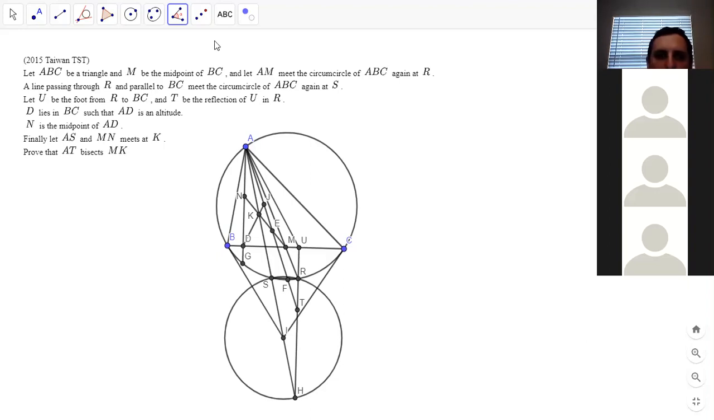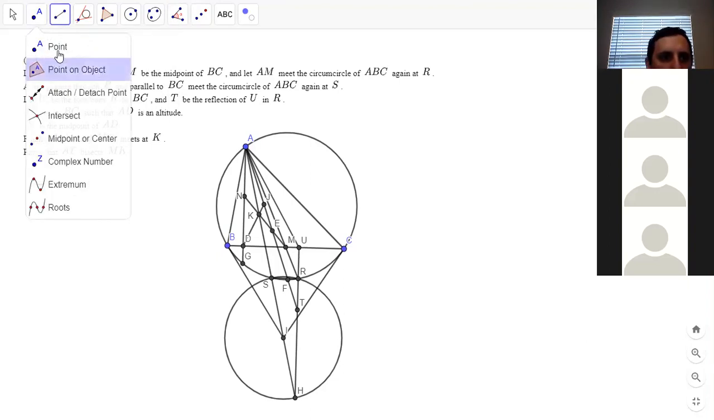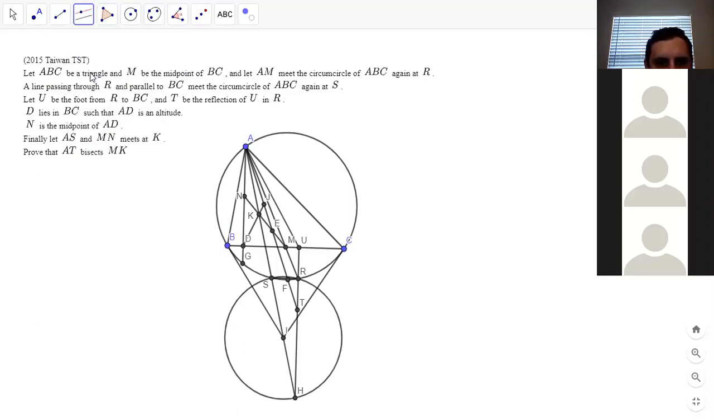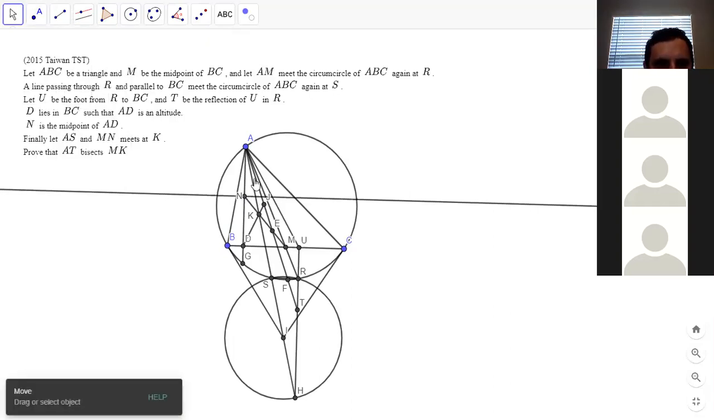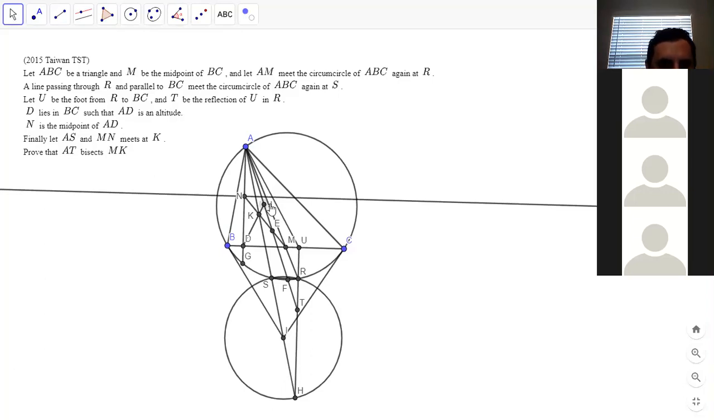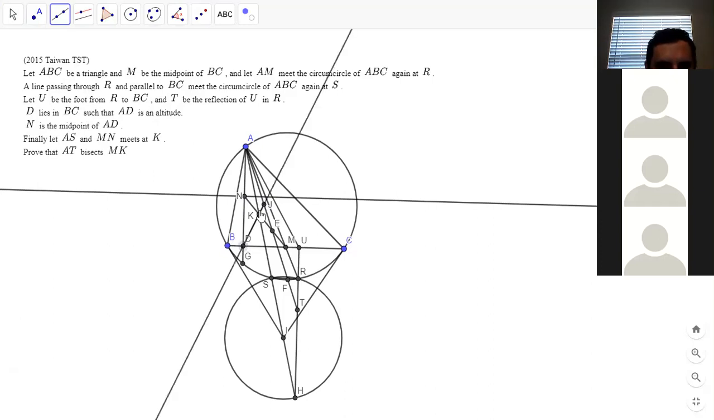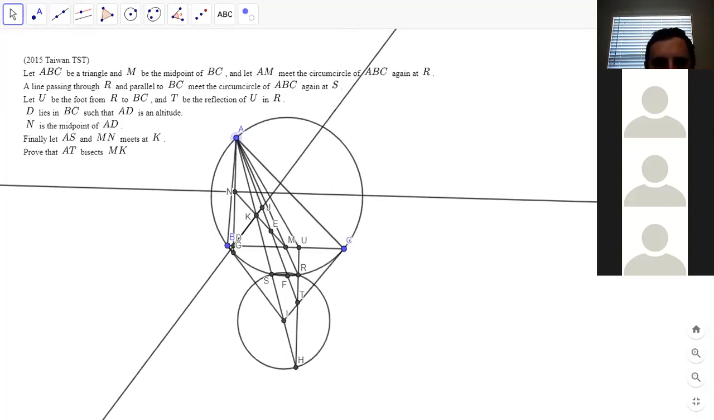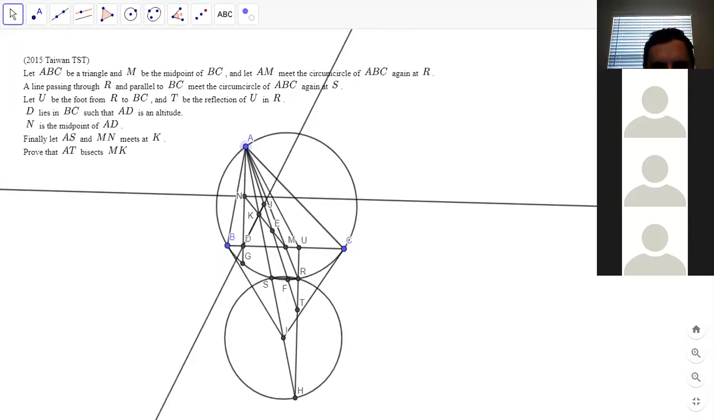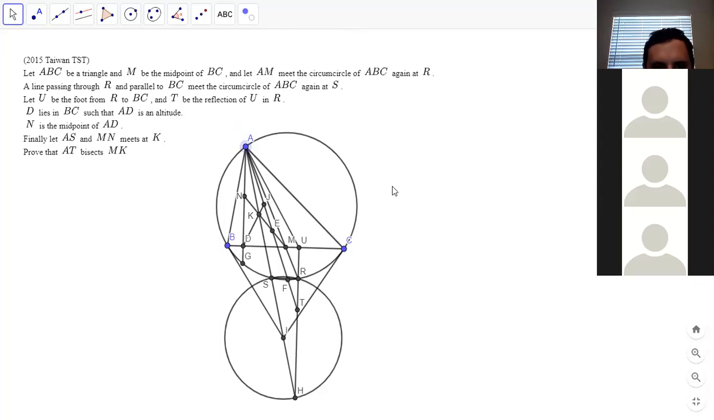Can I draw a line through N parallel to BC? Yes. So maybe you want to see if those concur. Let's see. I don't think there's a concurrence. NR, AT, and BC concur. NR, AT, and BC. Okay. And I have actually proved it.